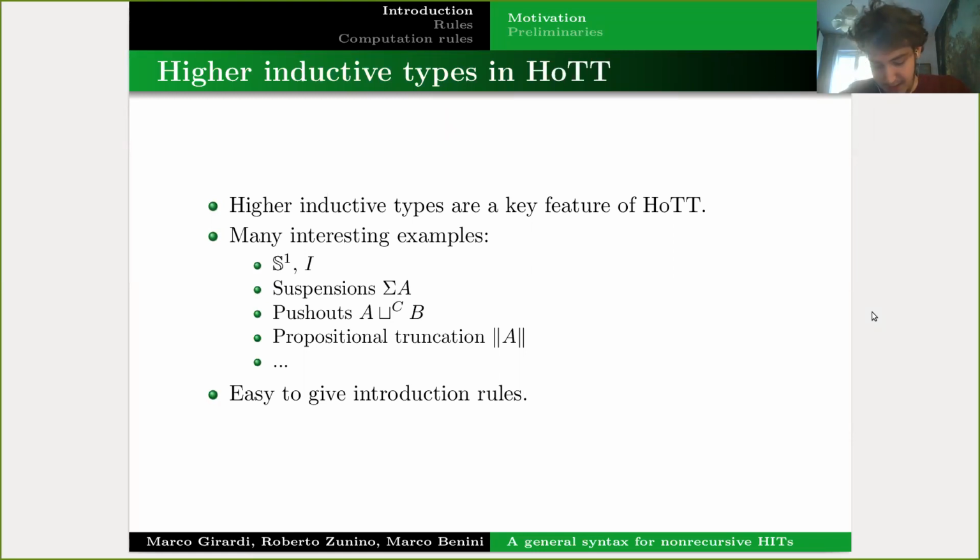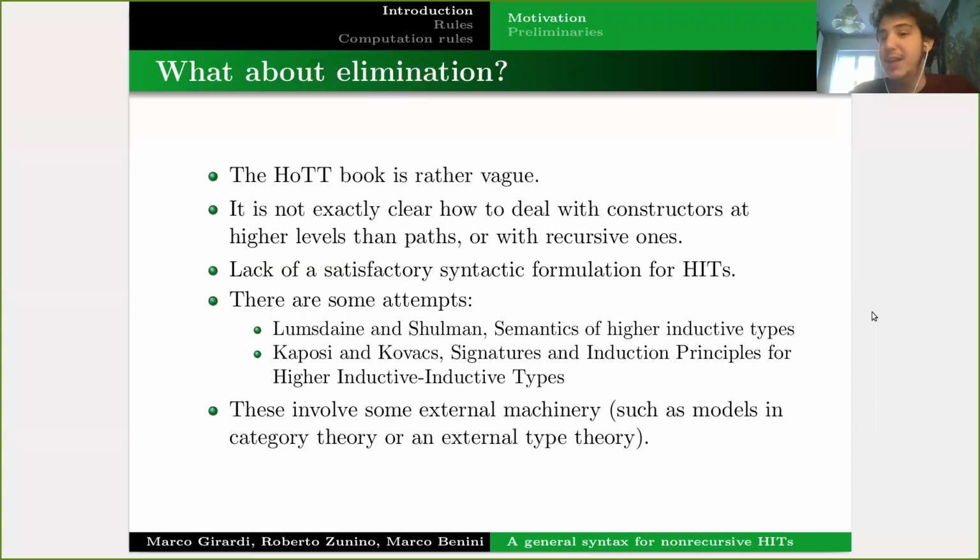It is rather easy to give the introduction rules for these types, as we are accustomed to for ordinary inductive types. We just give a list of constructors that in some way describe how the type should behave. But the elimination is quite a bit trickier. In this regard, the homotopy type theory book is rather vague, in the sense that it basically gives you some examples, it tells you how to do that in the case you have a higher inductive type with non-recursive point and path constructors, like S1, for example, but it doesn't tell much more.